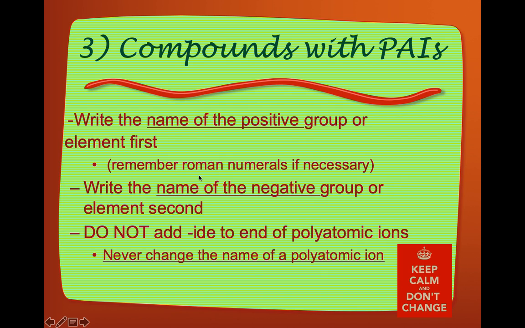So the name of the first part, name of the second part. If the first part was a special metal, don't forget Roman numerals, but you don't put any prefixes on these because these are polyatomic ions, and you don't change any part of the name if it's a polyatomic ion. All right, so that is a really generic list of steps. So let's do some examples.